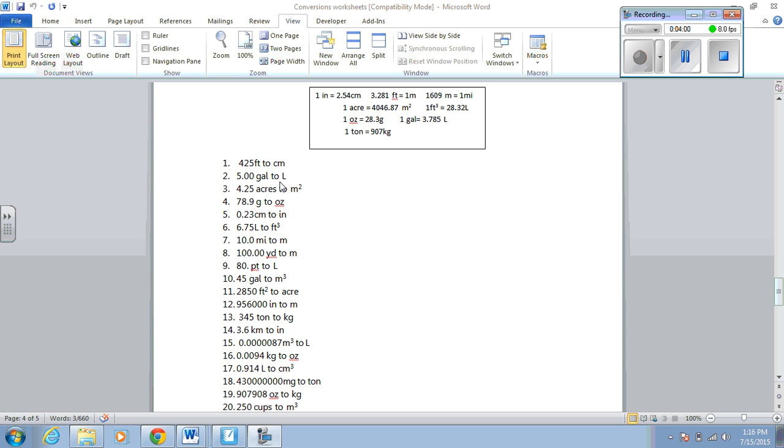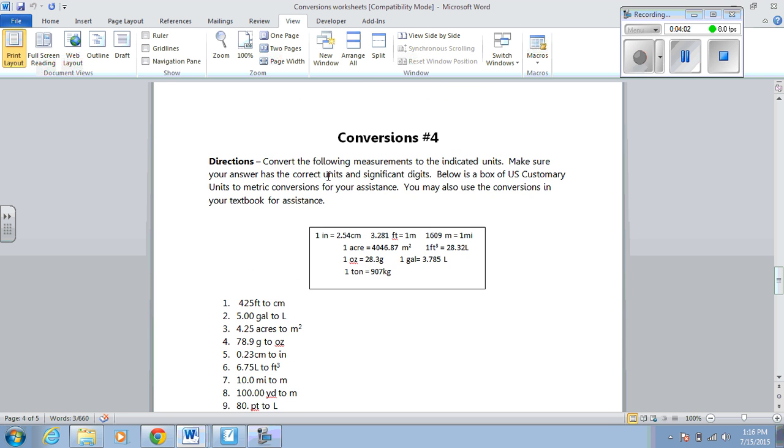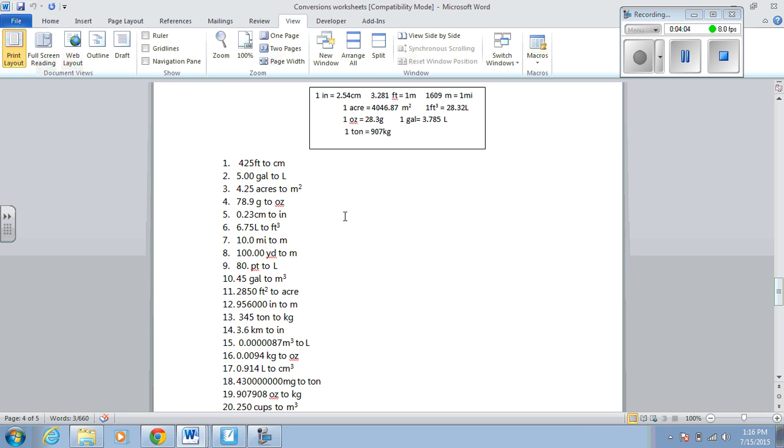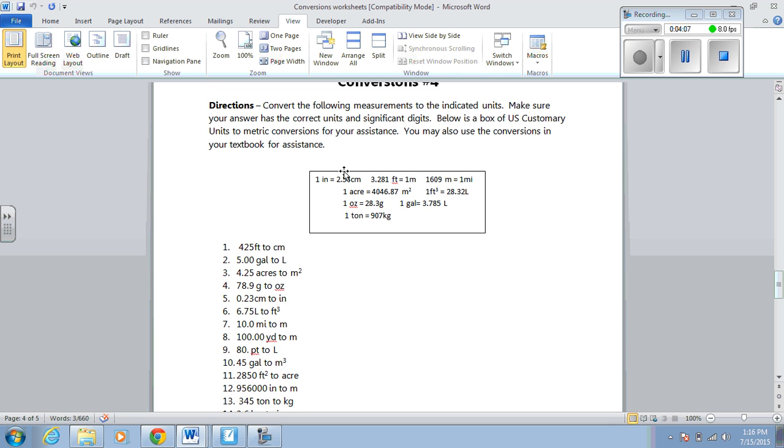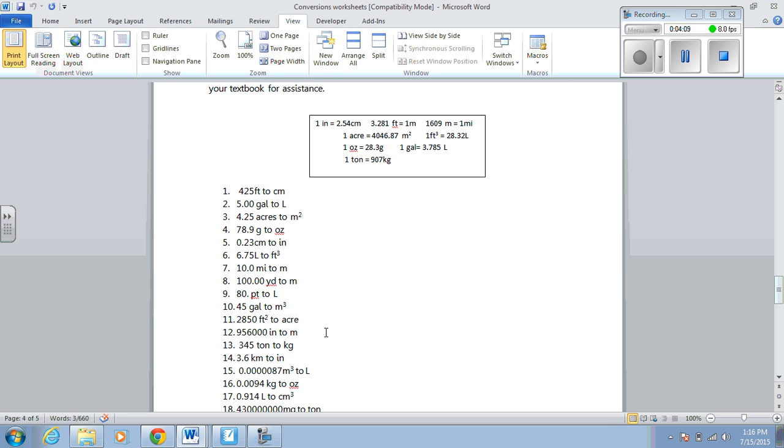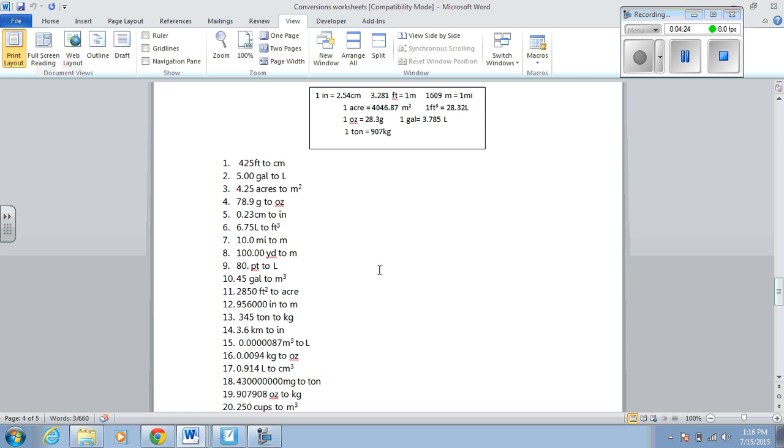The next worksheet in your packet is probably conversions 4, and that's going from metric to US customary. And they give you a couple of them. And again, like I said before, you can look up conversions online, but typically there's only a few that they'll give you on a test. So let's try going from 430 million milligrams to tons.